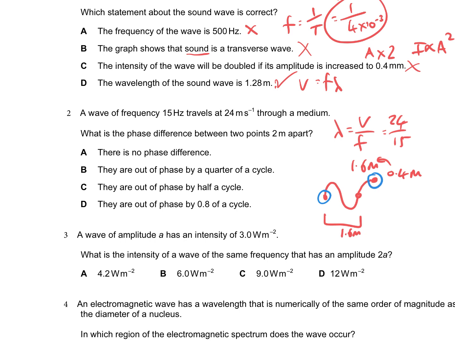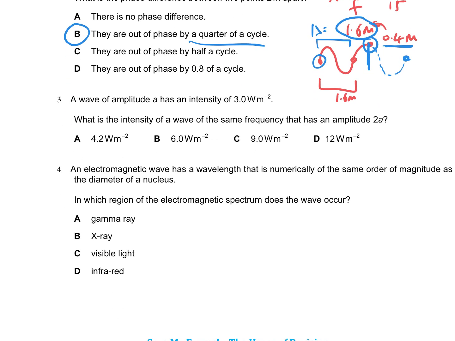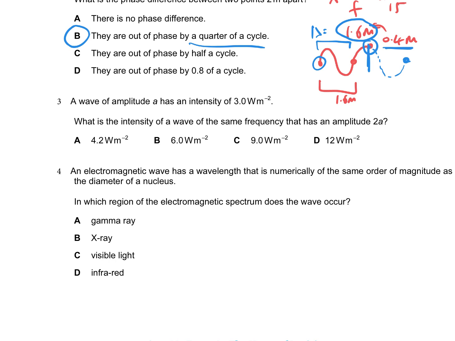Now, you might remember that one whole wavelength corresponds to a whole cycle. And this is asking just in terms of cycles, not in terms of degrees or anything, how far out of phase they are. But we can see here it's going to be a quarter of a cycle because 0.4 meters is a quarter of the wavelength further ahead. If we continue this wave, that would be another whole wavelength. So you can see that up to there corresponds to a quarter. The answer is B.